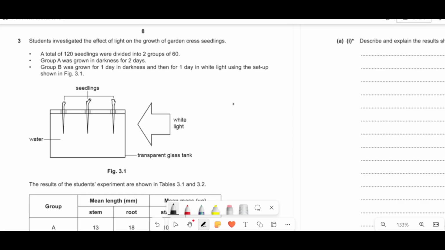So now it says students investigated the effect of light on a garden of cress seedlings. A total of 120 seedlings are divided into two groups of 60. Group A was grown in darkness for 2 days. Group B was grown for 1 day in darkness and then for 1 day in white light using the setup shown in this figure.